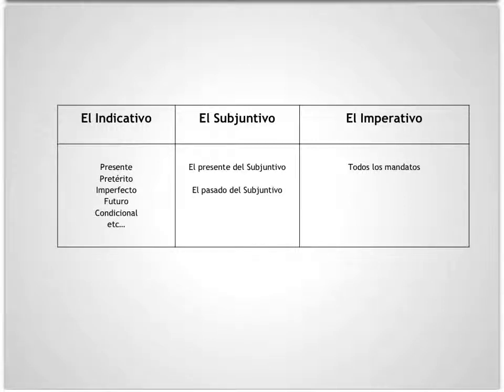Now, the indicative, that's stuff that we've looked at already. We've looked at the present, the preterite, and the imperfect, the two past tenses. Some of us know about the future tense. The conditional, that's like me gustaría, I would like, right? So those are all tenses that fall under the category of the indicative mood.